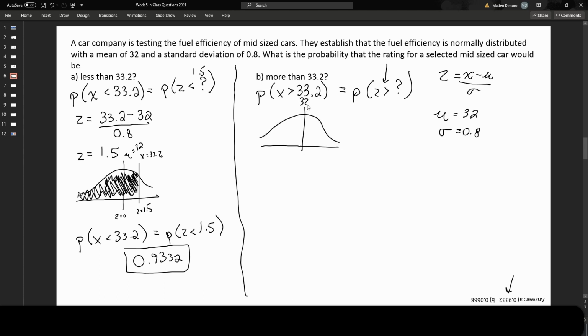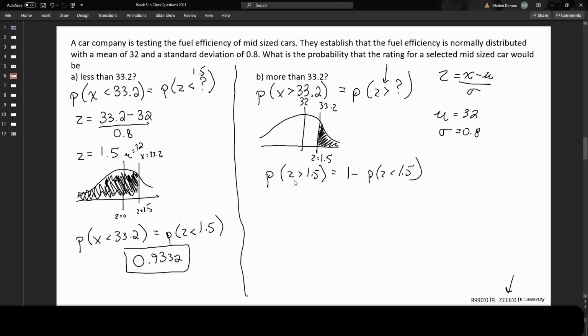So here's the mean of 32. Here's our value of 33.2. And instead of looking to the left, we're looking to the right because we're looking for greater than. Well, we know that z-score is already 1.5. So now we know that the probability that z is greater than 1.5 is going to equal 1 minus the probability that z is less than 1.5. So I am looking for you to write this, right? This is the logic of what you're doing.